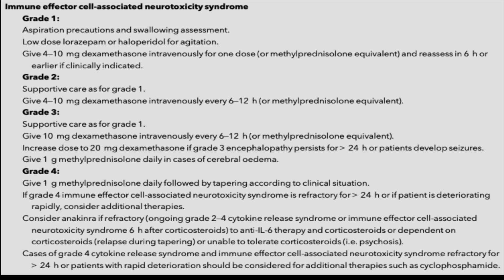Regarding the neurotoxicity, it is again graded into 1, 2, 3, 4. So in grade 1, there is aspiration precaution and swallowing assessment, low dose lorazepam and haloperidol for the agitation, and dexamethasone. In grade 2, similar things, but here you increase the frequency of the dexamethasone or even consider methylprednisolone. In grade 3, similarly, you increase the dose of steroids. Finally, with grade 4, you can consider other therapies like anakinra and other supportive care.